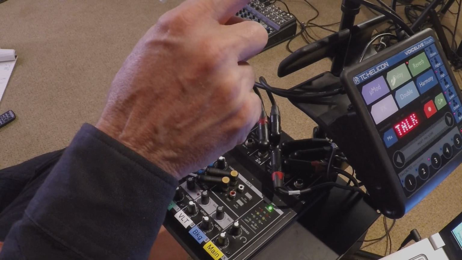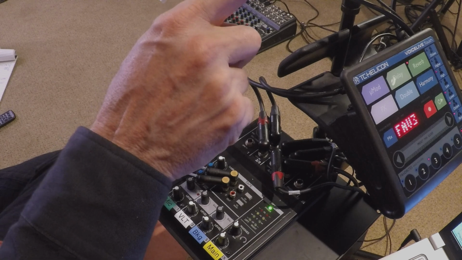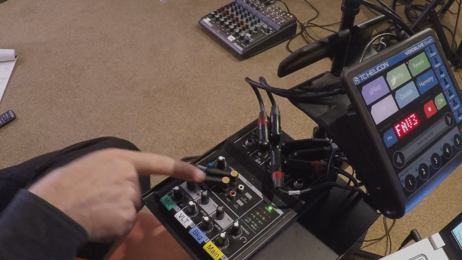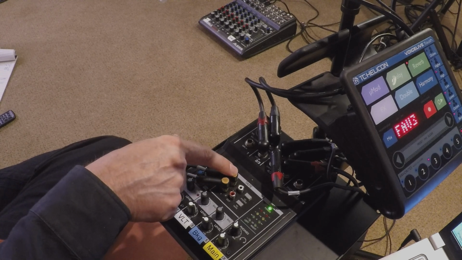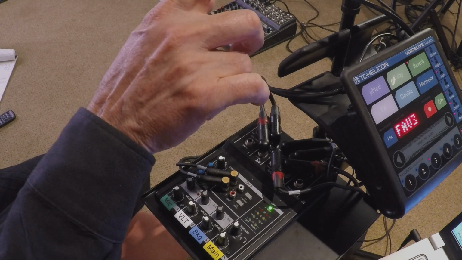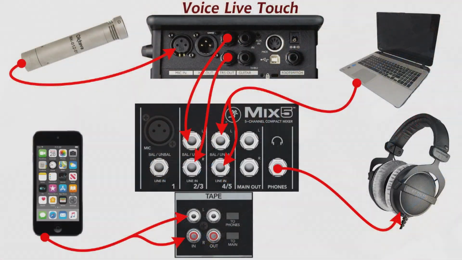And this is interesting. The iPod with the nature sounds is actually coming in the tape in. So I don't have any volume control on the mixer for that. I have to control it on the iPod itself using the slider, which can get a bit funky sometimes, but you're usually just doing that continuous background as a set it and forget it kind of thing. So that is the tour of the Voice Live Touch and how I hook it into my rig.